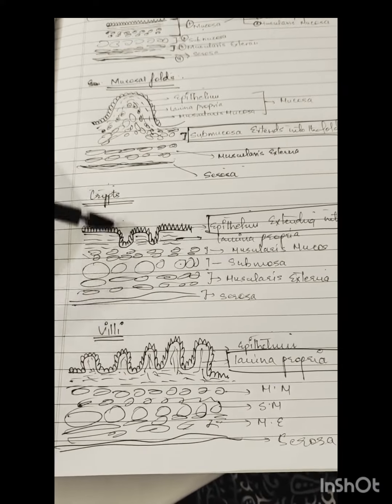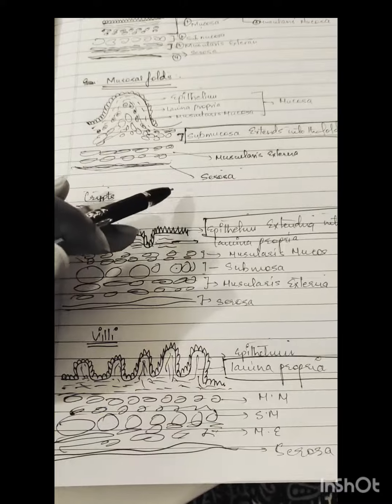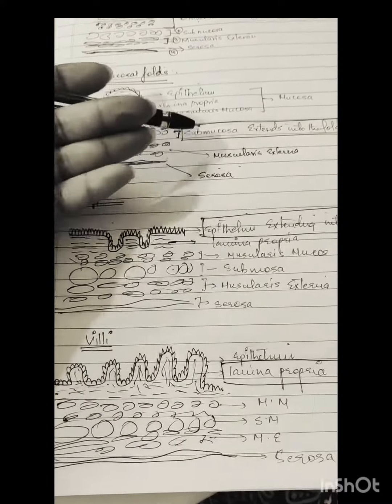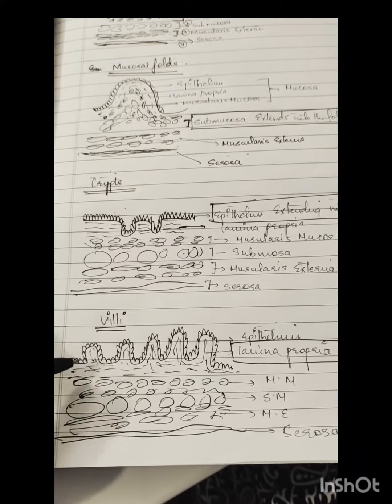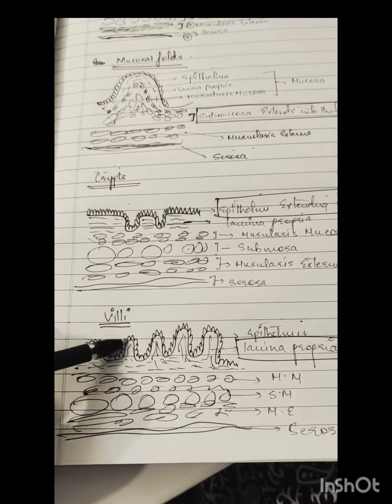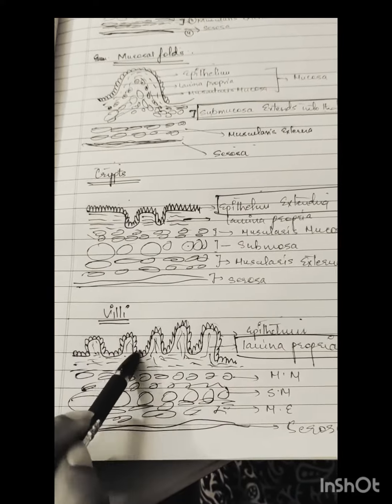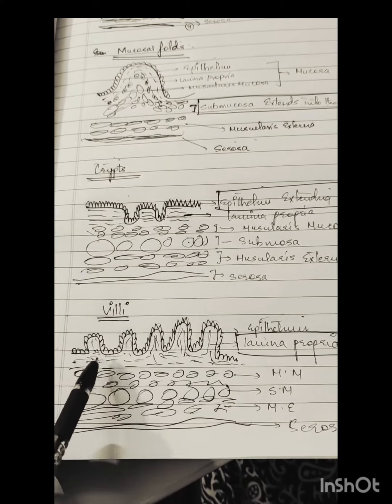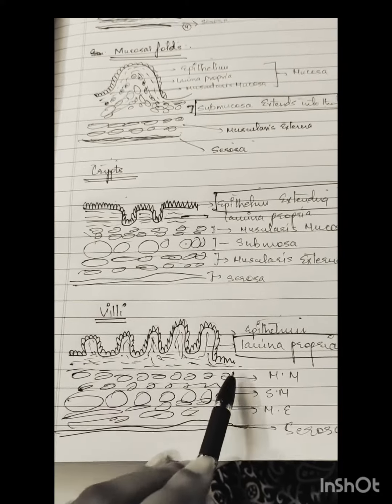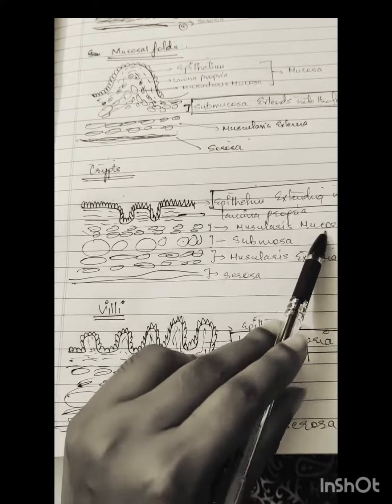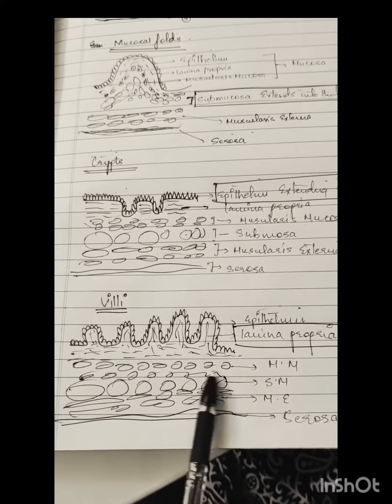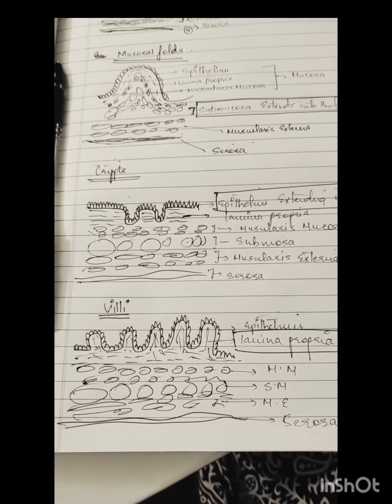Just the opposite of a crypt is the villi. If you take a mirror image, this epithelial lining forms finger-like projections, which are lined by the lining epithelium, having a core of the extended lamina propria inside it. Here also it is the same. Muscularis mucosa is not involved. Here also the muscularis mucosa and the layer below it are not involved. Okay.